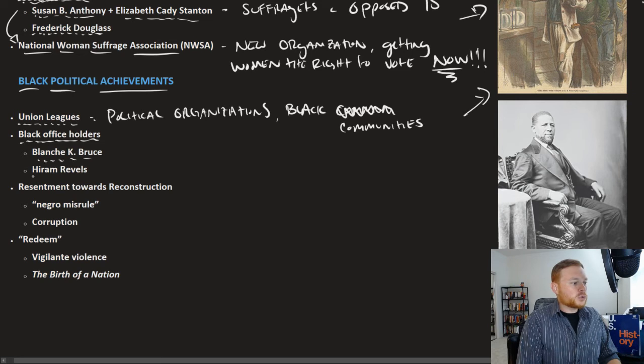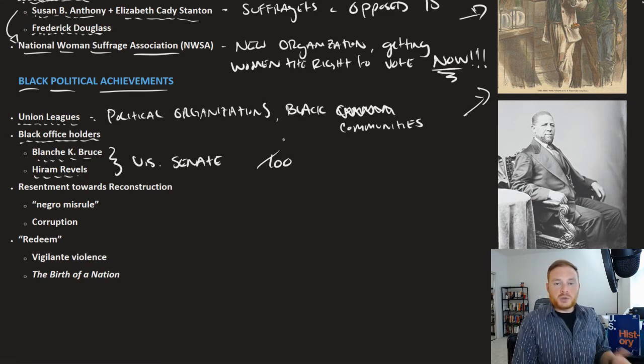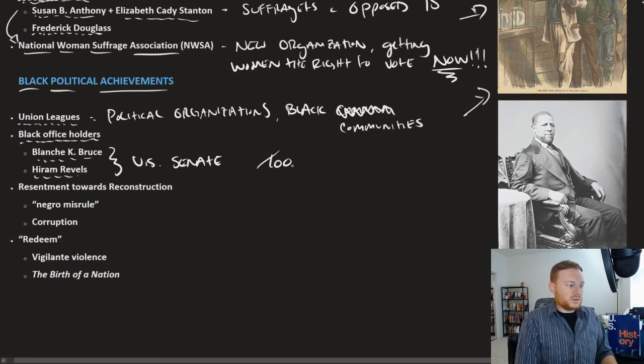Blanche K. Bruce and Hiram Revels were elected to the U.S. Senate. And there are only 100 senators. So once you're elected to the Senate, we're talking about one of the highest political offices in the land. And during Radical Reconstruction, you had 2 African-American men serving in the Senate representing Southern states, former Confederate states.